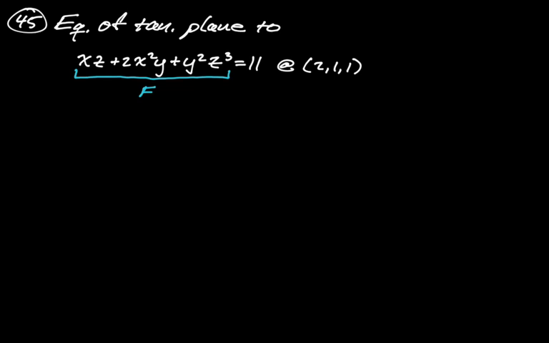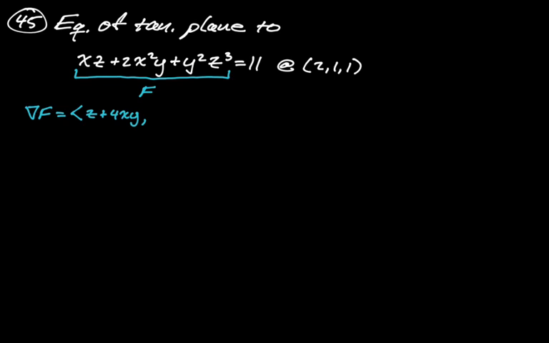So let's do that. For the gradient, we need partial x, which is going to be, for the first thing, xz, we're going to get z. For the second thing, we're going to get 4xy. And then the third part, y squared z cubed, has no x's in it, so it's just going to go away when we take the derivative with respect to x, because it's a constant as far as x is concerned. So we get z plus 4xy.